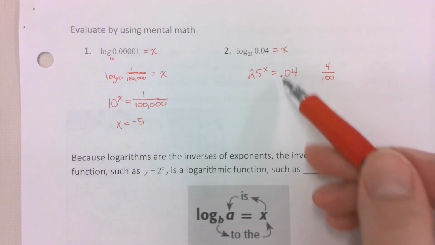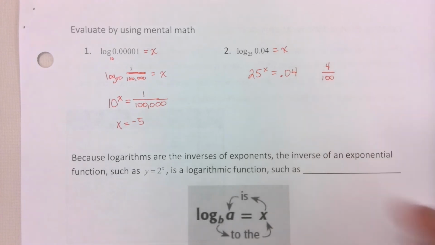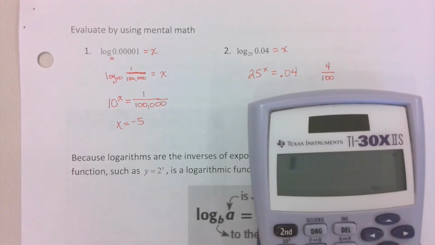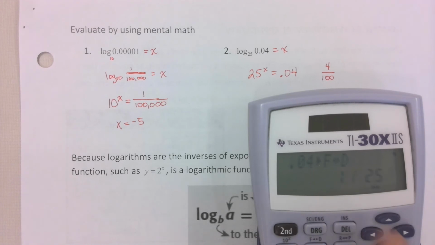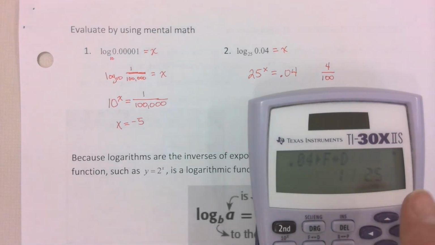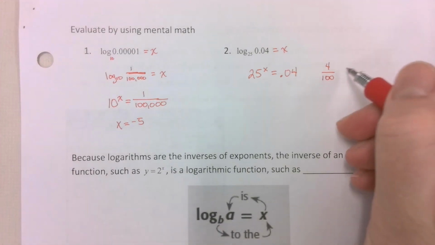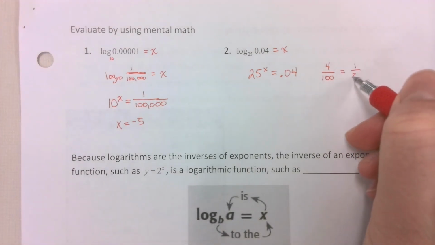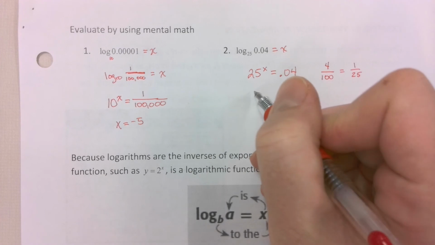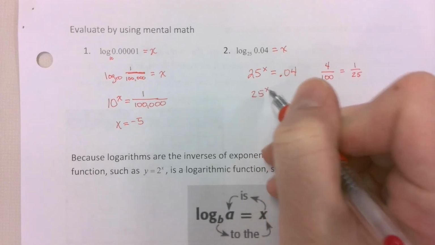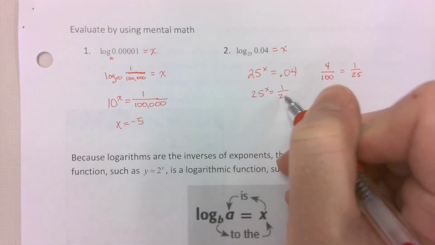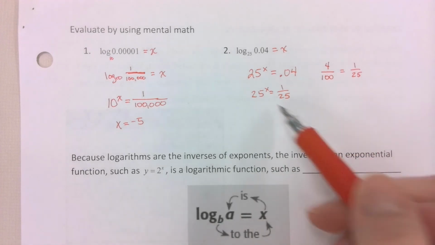Now, if you're not comfortable doing that, just put 0.04 in your calculator, and then we should have a fraction to decimal key. So for me, it's a second function, F to D, and it will change it to a reduced fraction. Some people need to change it and reduce it. So I got 4 over 100, which is the same as 1 over 25. And by looking at it as a fraction, I can now figure out what to do.